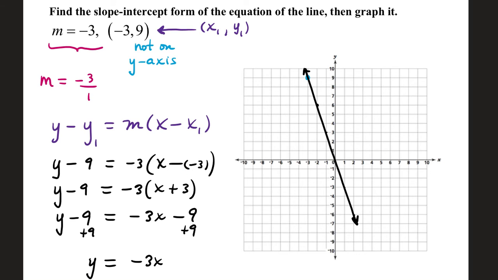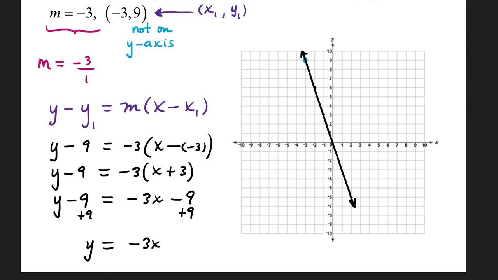Two negatives back to back gives us a +3 in the parentheses. y minus 9 equals -3 times (x plus 3). Distributing -3, that gives us y minus 9 equals -3x minus 9. Solving for y, because slope-intercept form is y equals mx plus b, we add 9 to both sides. That leaves us with y equals -3x.